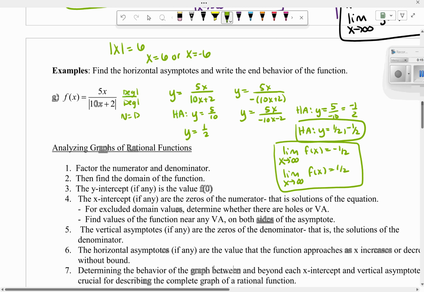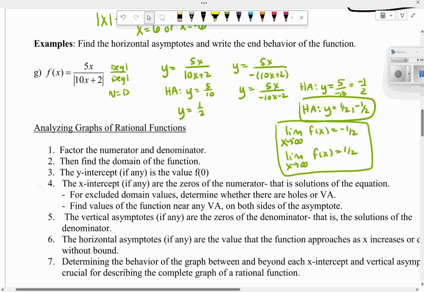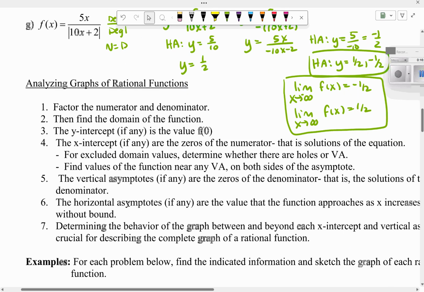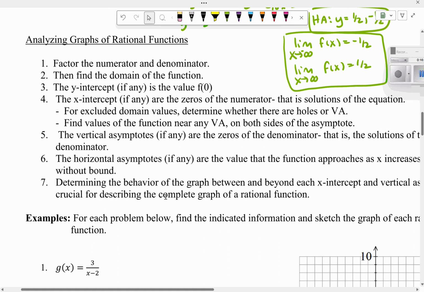And like I said, this is not a rational function, but I just wanted to show you that a graph doesn't necessarily only have one horizontal asymptote. It's just for our rational functions. So next we're going to talk about analyzing the graphs of the rational functions, which is something we did last year. So we're going to be doing all these steps, and I'm just going to talk about them as I go rather than read through them.